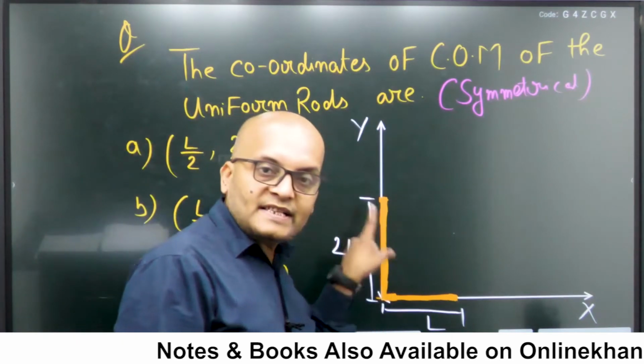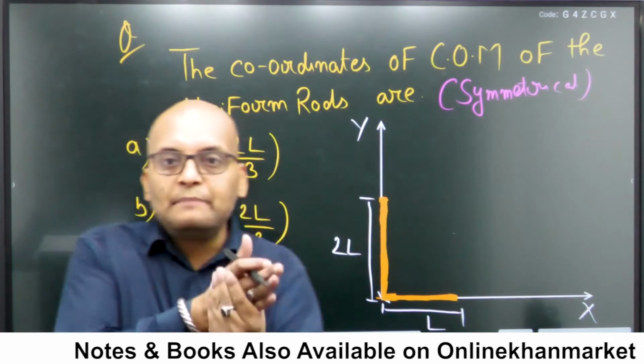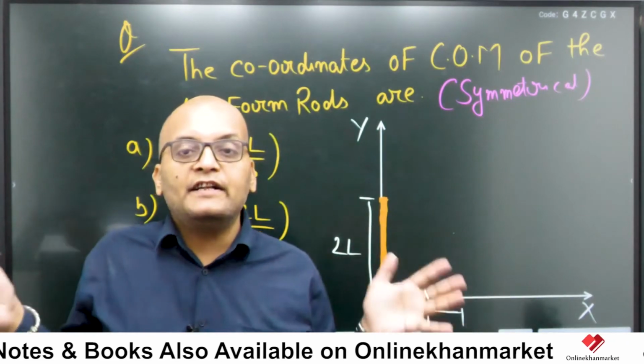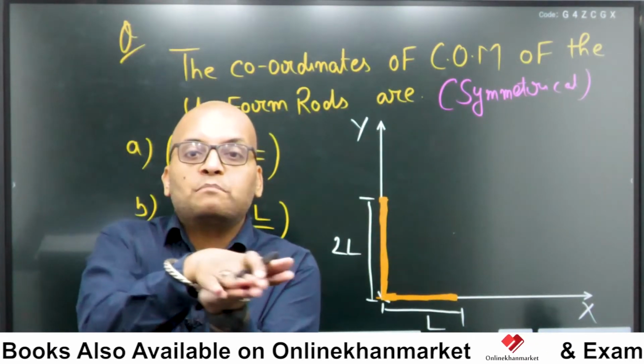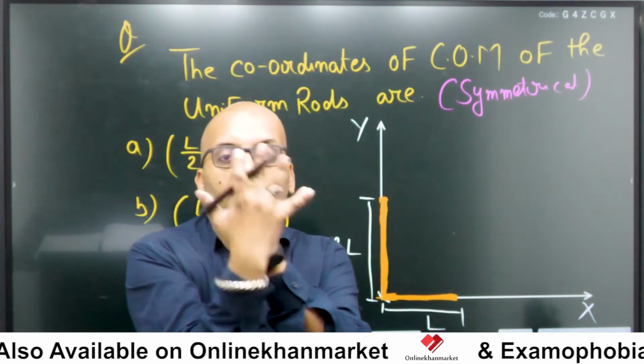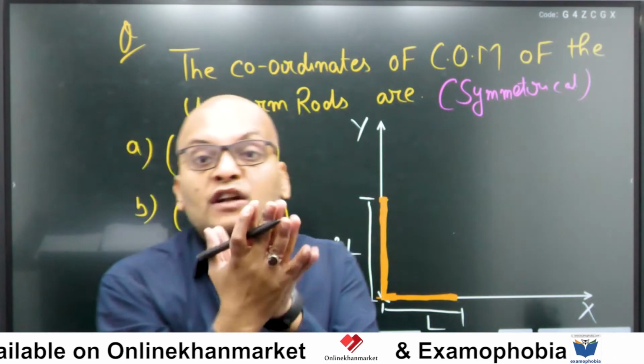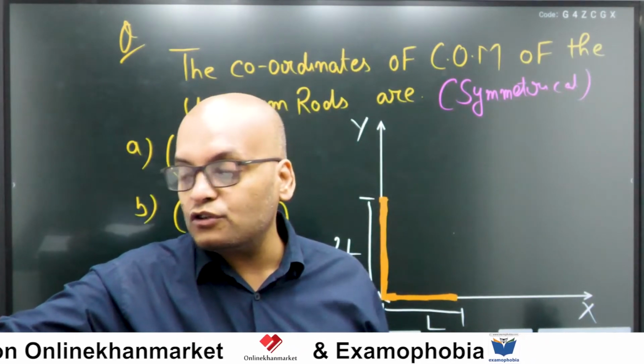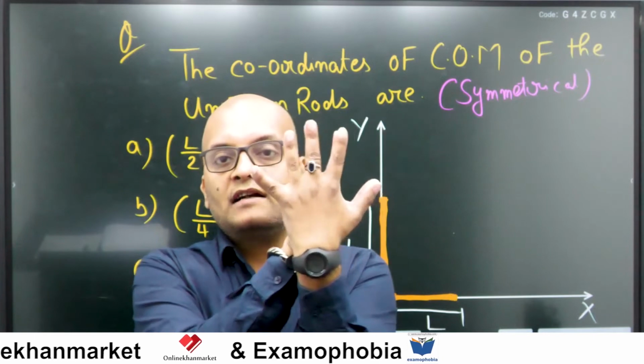So this rod is symmetrical. Symmetrical can be divided into two equal parts, and if you keep those parts one above the other, they would cover up each other, just like these two hands of yours. See, they covered up each other.